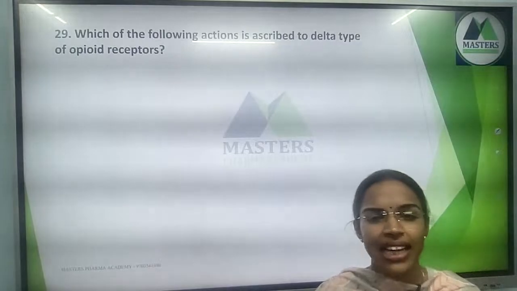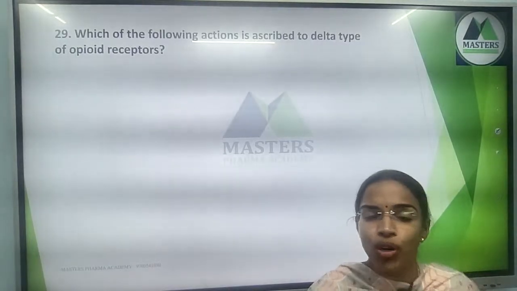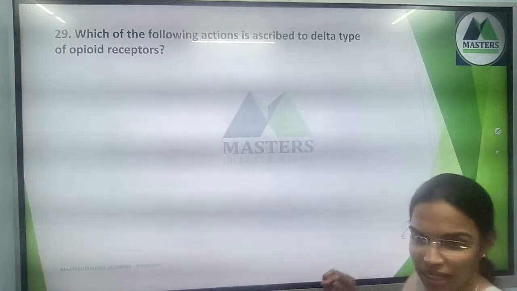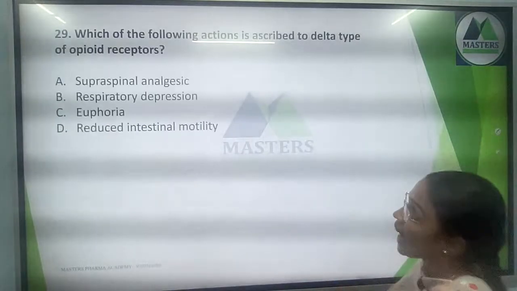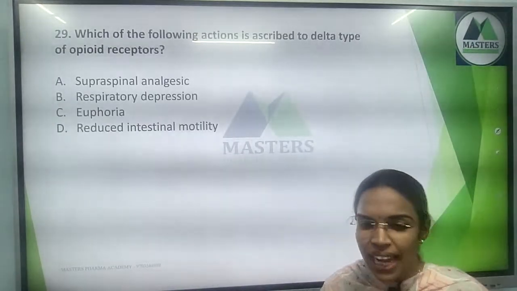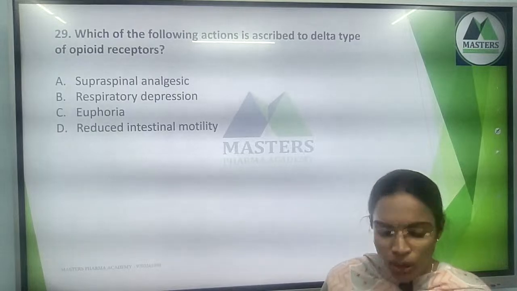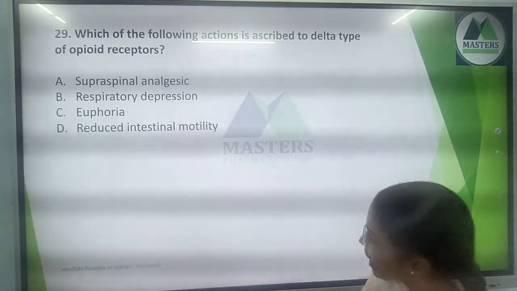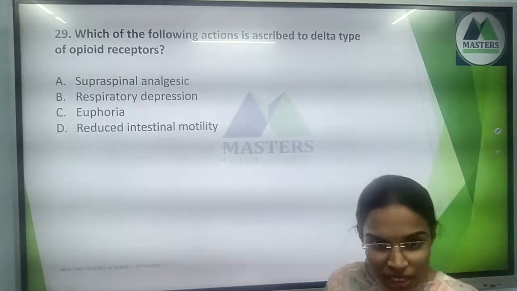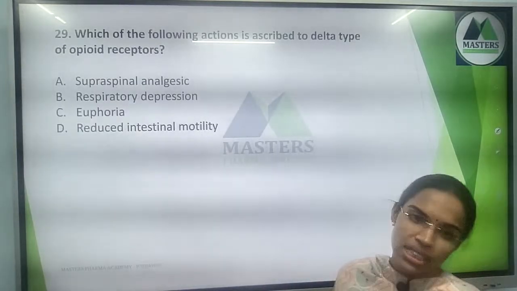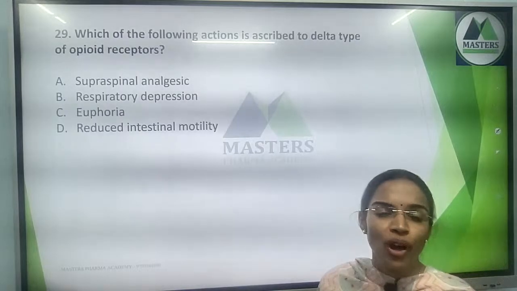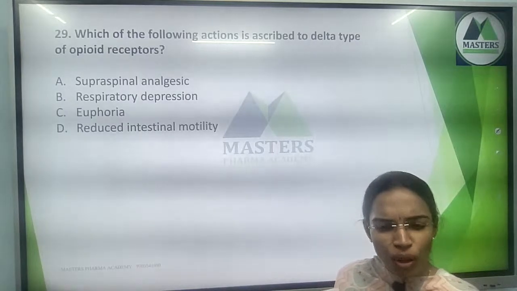Which of the following actions is ascribed to delta type of opioid receptors? Option A, supraspinal analgesic. Option B, respiratory depression. C, results in euphoria. D, reduced intestinal motility. So, of the opioid receptors, which of the following is true?